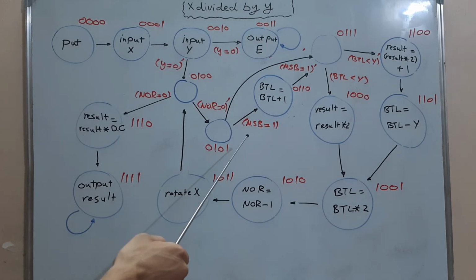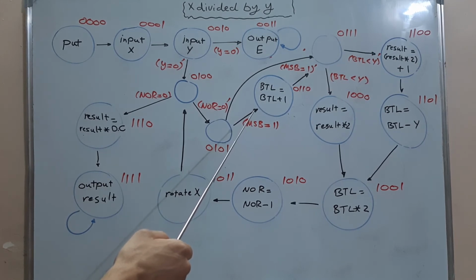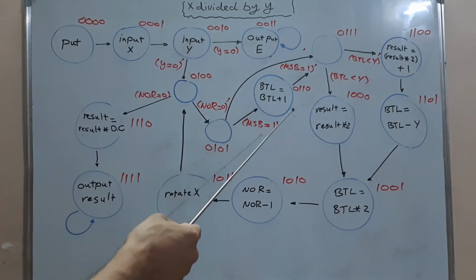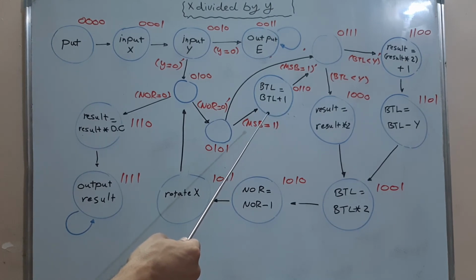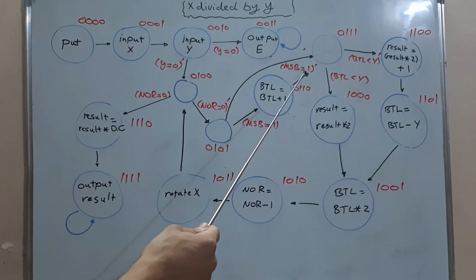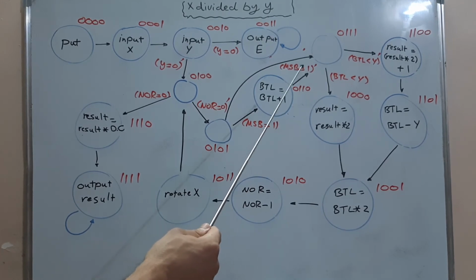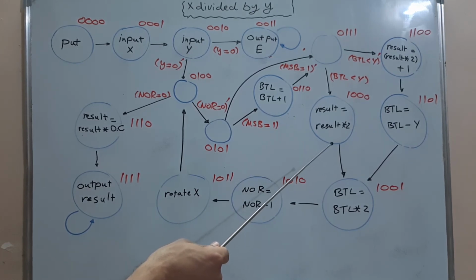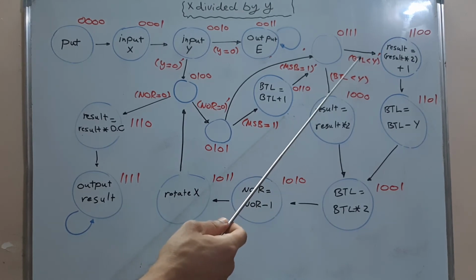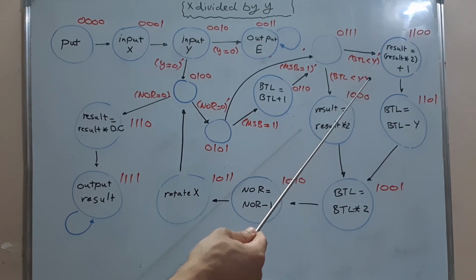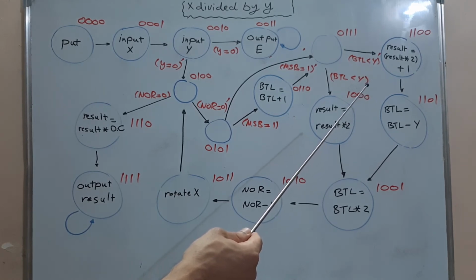If it's equal to 1, then it will go to state 6, and in state 6, the computer system will increase BTL by 1, but if not, then it will go to state 7. And state 6 will go unconditionally to state 7. In state 7, nothing will happen, but after it, the computer system will test whether BTL is less than Y or not. If it's less than Y, then it will go to state 8, where result is equal to result multiplied by 2. But if it's not less, then the computer system will go to state 12, where result is equal to result multiplied by 2, and the whole is incremented by 1.